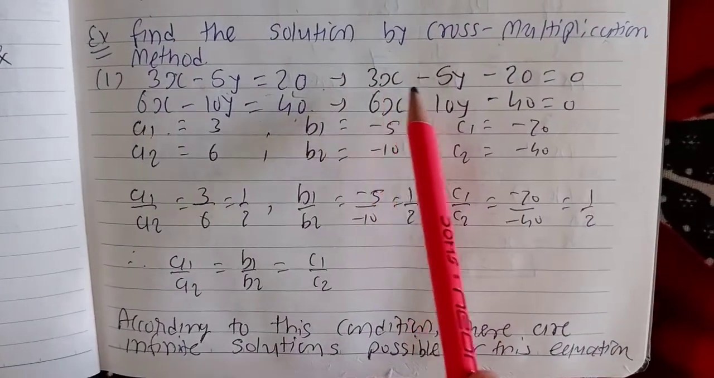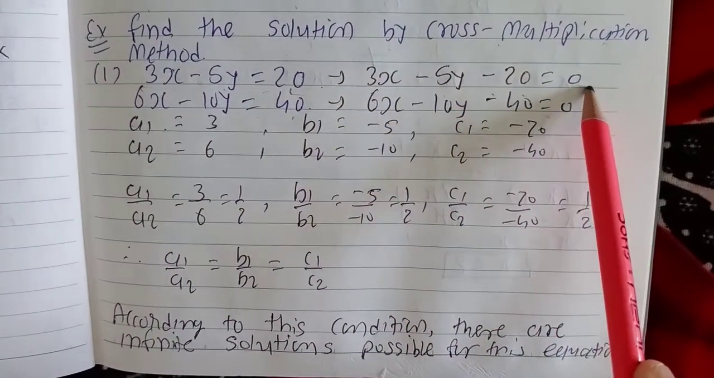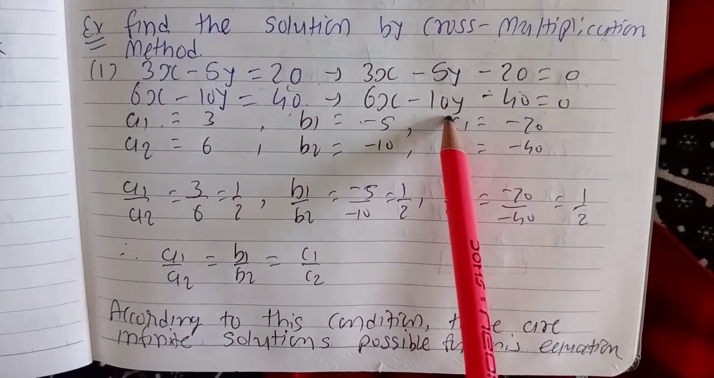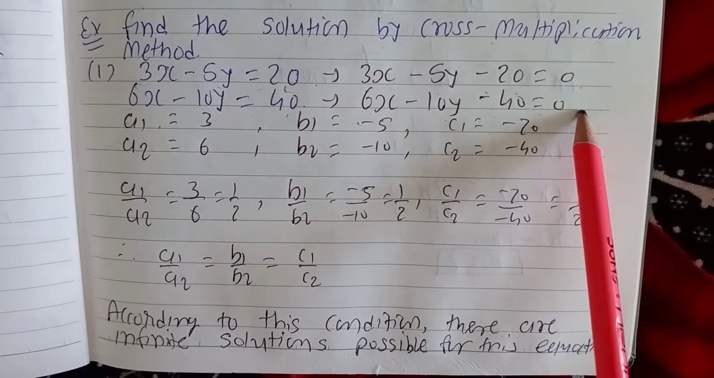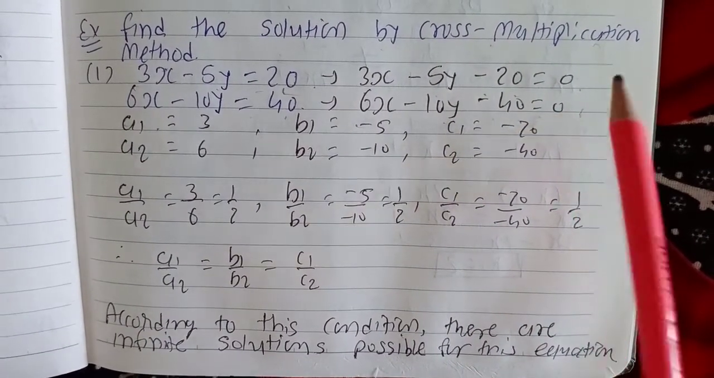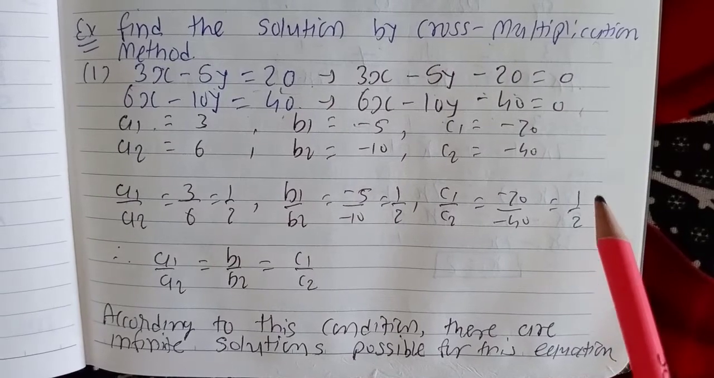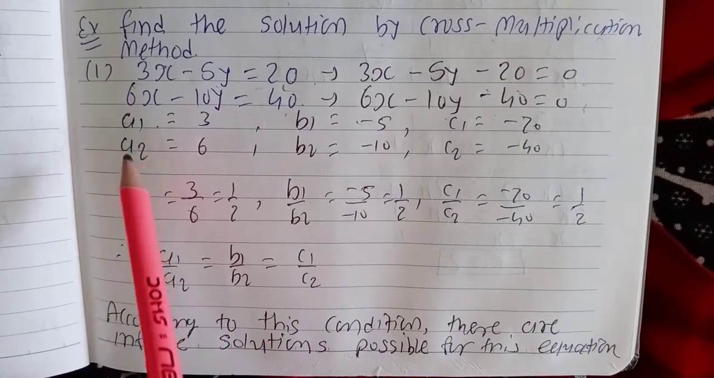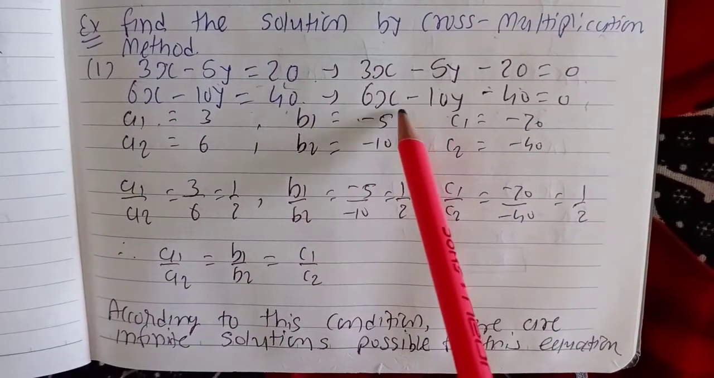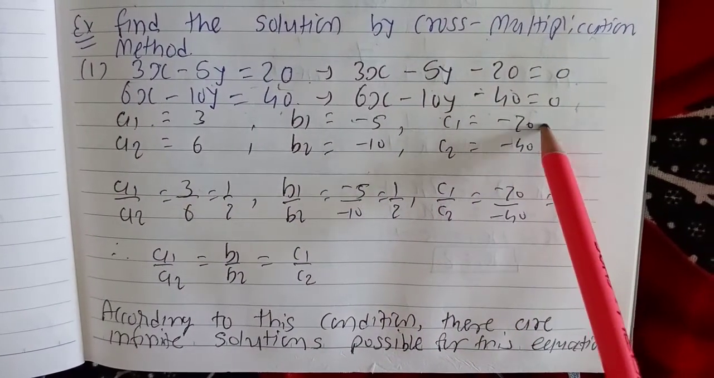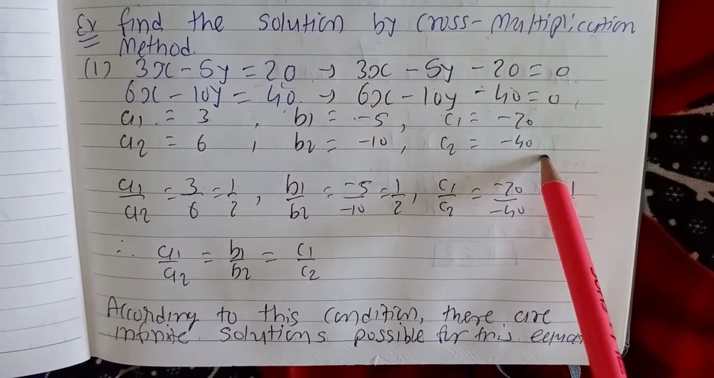That means 3x minus 5y minus 20 is equal to 0 and 6x minus 10y minus 40 is equal to 0. Now let us take a1, a2, b1, b2 and c1, c2. So a1, a2 are 3, 6; b1, b2 are minus 5, minus 10; and c1, c2 are minus 20, minus 40.